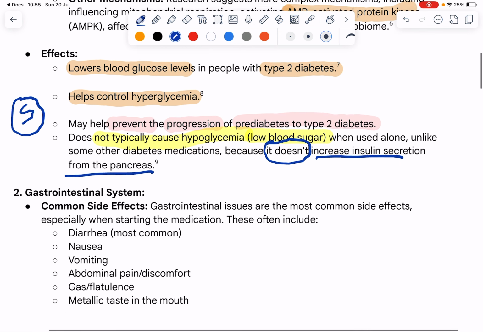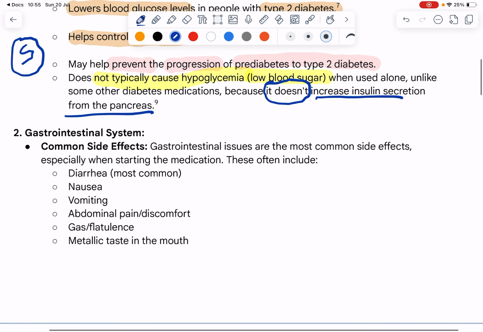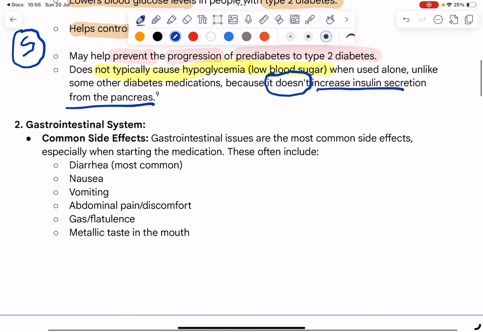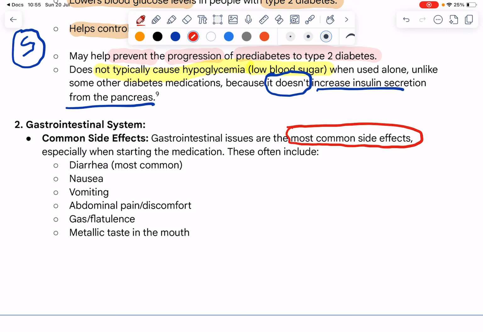So let's move on to the gastrointestinal system. Metformin affects the gut microbiome, thereby leading to side effects. The patient will experience the common side effects. Here the common side effects of metformin are GI related, like diarrhea, which is the most common, nausea, vomiting, abdominal pain, bloating sensation in the stomach, metallic taste, etc.